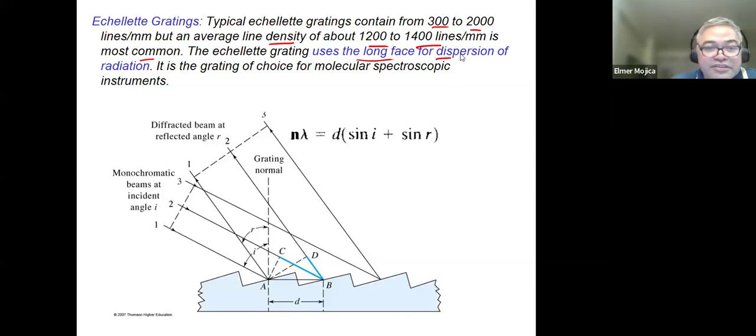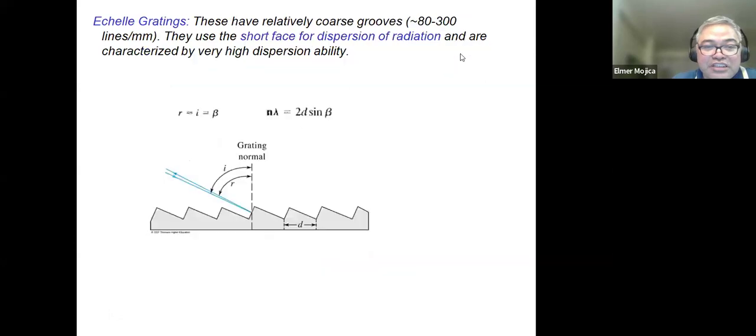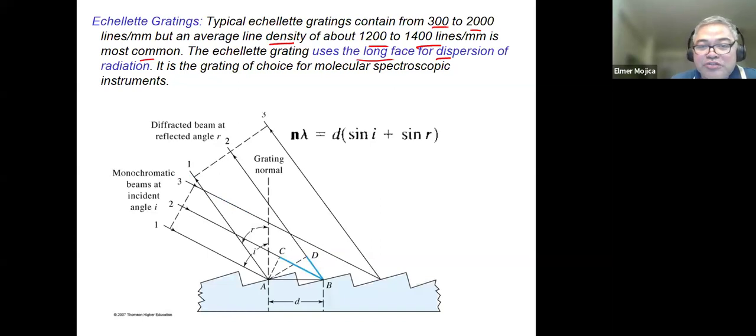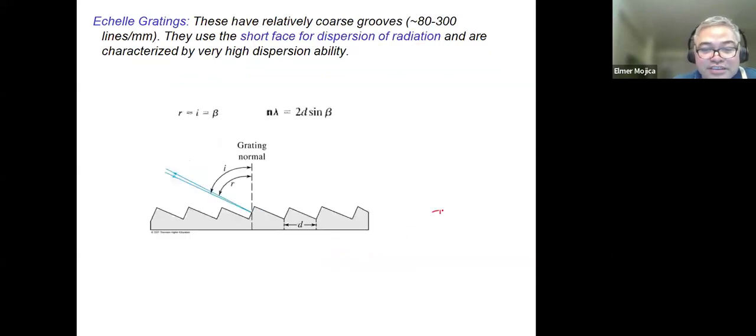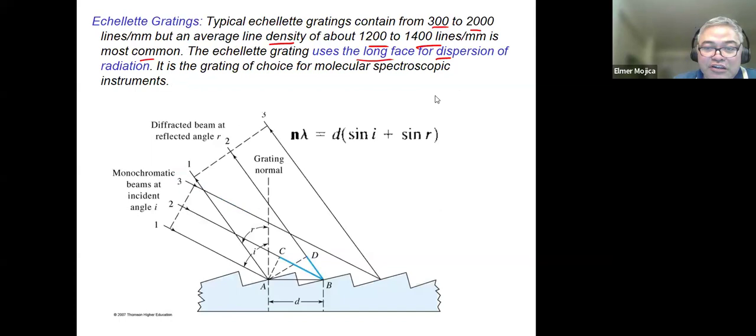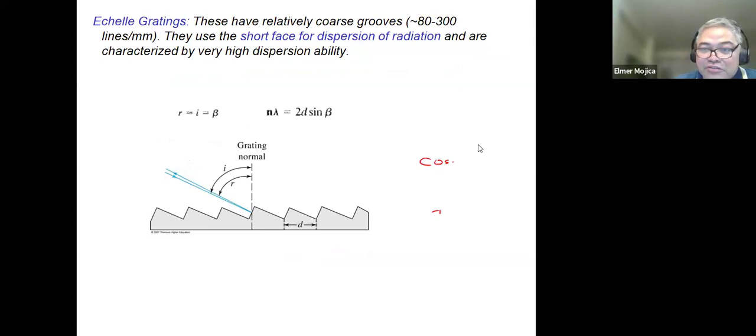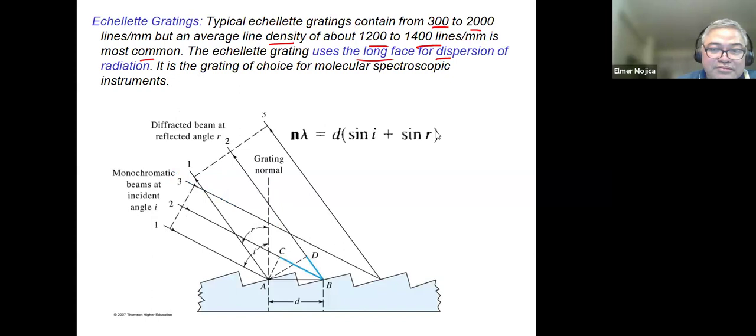Echelette compared to echelle. There is also the echelle compared to the echelette. What's the difference? One is the fine one, and the other is the coarse grooved one. One uses the long face for dispersion, and the other uses the short face. How do you know the long and the short face here? This is the longer one, and this is the shorter one. So between the two, they prefer this one.